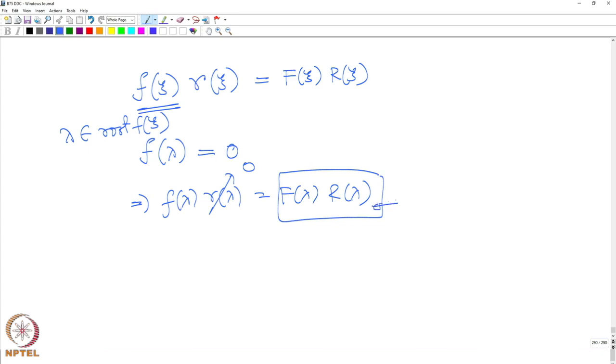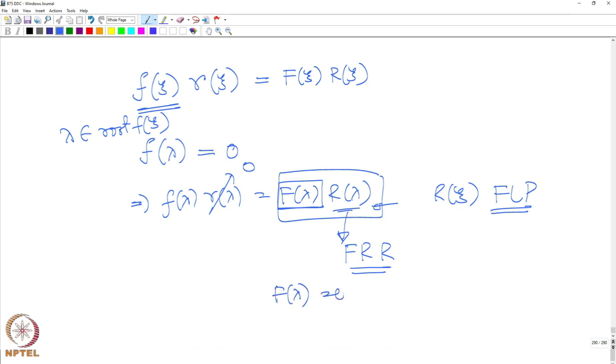Remember, R(ξ) is factor left prime, because I have assumed controllable behavior. Because it is factor left prime, what we know is this must be full row rank for all complex numbers λ. If this is full row rank, then the only vector that can be in its left kernel is the 0 vector. So that means f at λ is also 0.